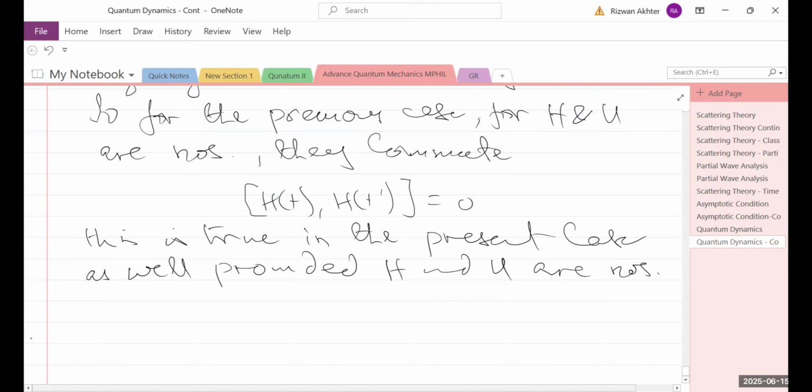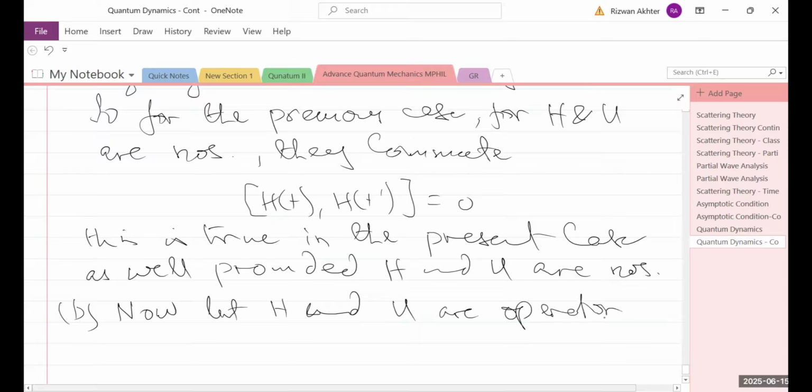Now what could be the second case? The second case could be that h and u are not numbers. Let h and u be operators or matrices or some complex case. Then in that case we would say that h of t comma h of t prime is not equal to 0. So they do not commute.